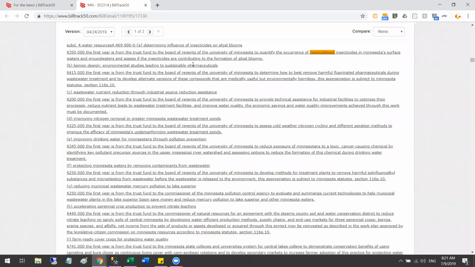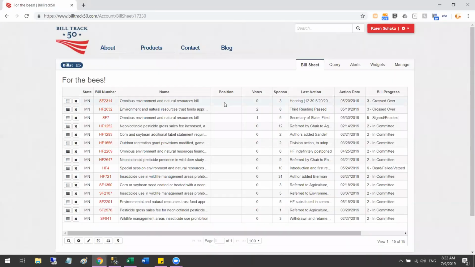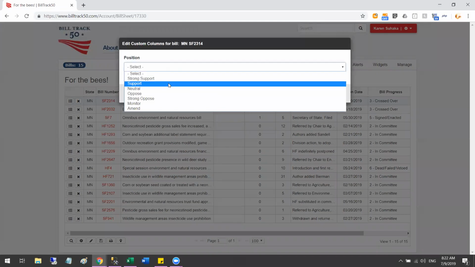All right, so they are, let's see, $350,000 in the first year from a trust fund to quantify the occurrence of neonicotinoid insecticides in Minnesota's surface water. Okay, so I can decide, yeah, tracking this seems like a good use of money to me. So I can decide that I like this bill and I'm going to support it. So I'll just do that.